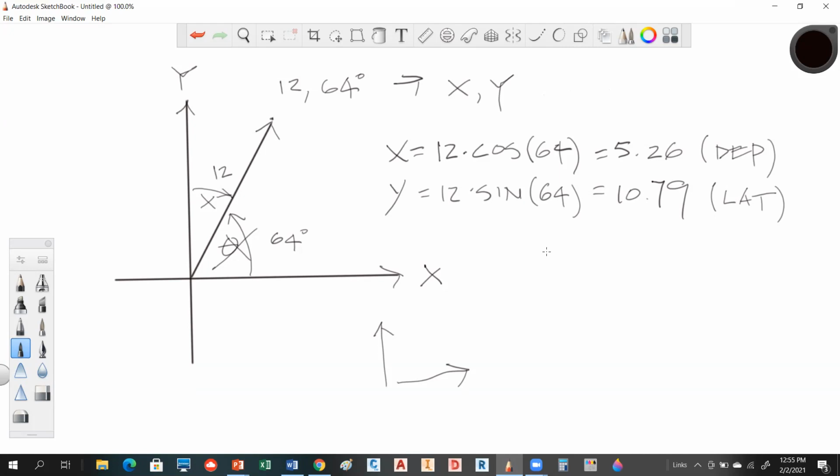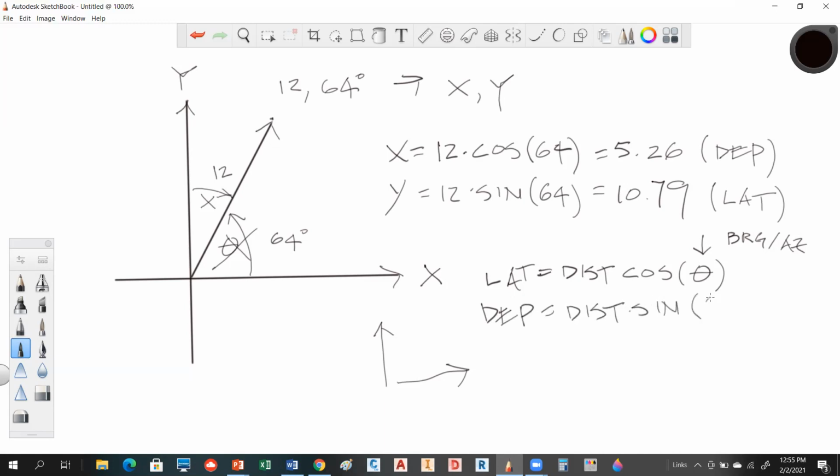Yeah. So realistically, here's the equation that we're going to be utilizing all the time. Latitude is equal to distance times the cosine of your theta angle, which is bearing or azimuth. So the key thing is this angle. That's either a bearing or an azimuth. It'll never be a horizontal. It'll never be an angle measured off of X. We never do that. And departure is the distance times the sine of your bearing.